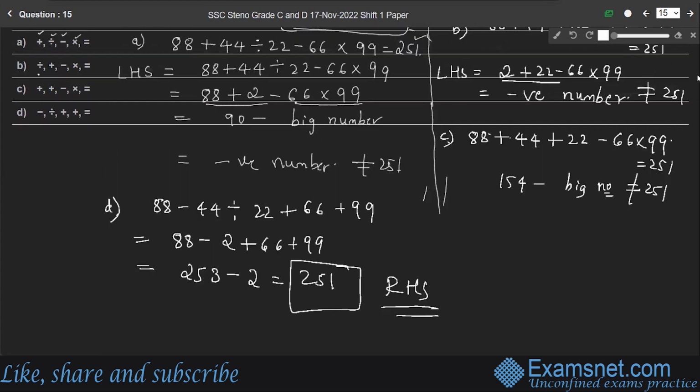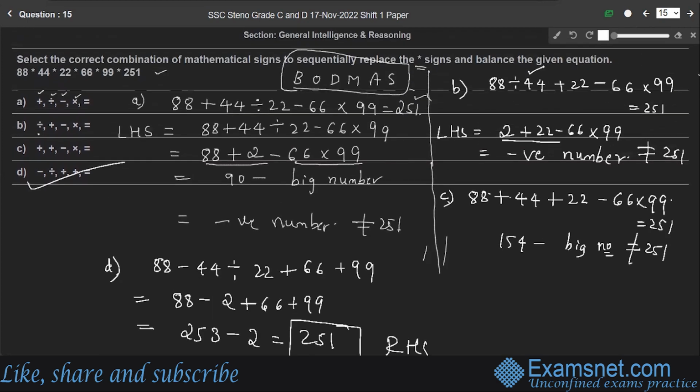Therefore, option D satisfies the given equation. Right? In place of the given asterisks, you have to replace the mathematical signs in the order of minus, divided by, plus, plus, and equal to, right? Which satisfies the equation. Hence, option D is the right answer.